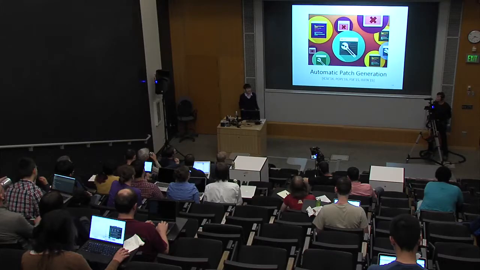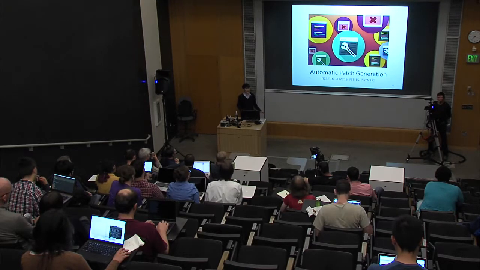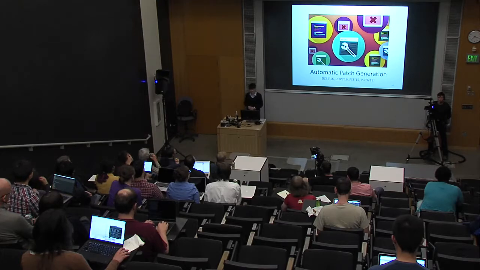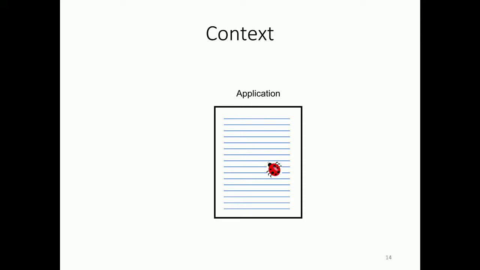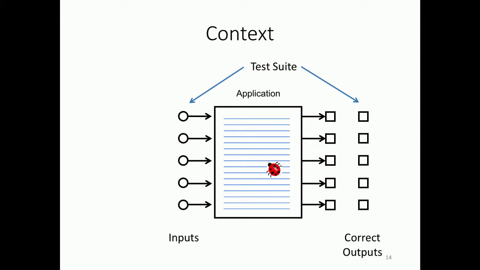So this is the high-level idea of my research, and today specifically, I want to talk about how to apply this high-level idea to automatic patch generation, which is my thesis topic. So now, here's the context. Suppose we start with an application that contains the error. And also, suppose we have a test suite. You can think of it as a set of test cases, or pairs of inputs and corresponding outputs.